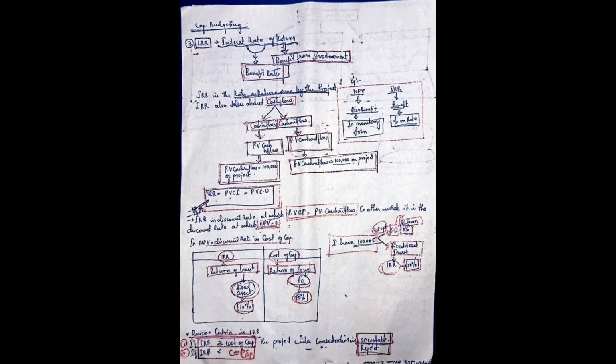The decision criterion for IRR is: if IRR is greater than or equal to the cost of capital, the project under consideration is acceptable, and if IRR is lesser than or equal to the cost of capital, the project under consideration is rejected.